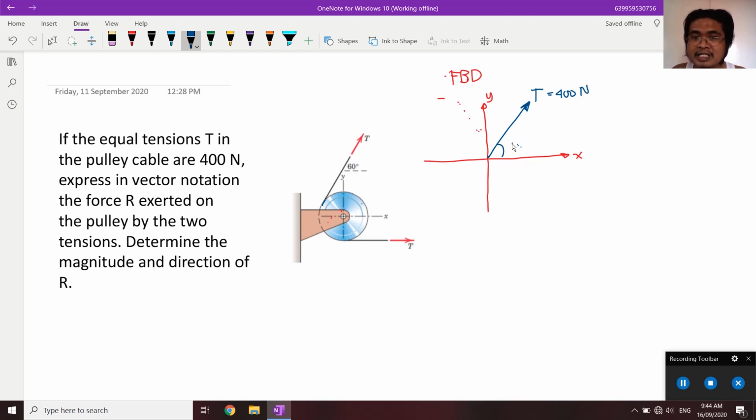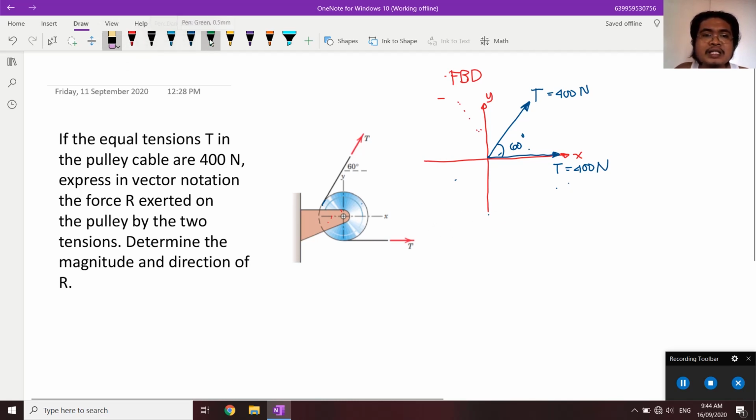This angle is 60 degrees. Then, itong tension na to, mag-a-act lang doon, so nandito lang siya. This is the same as 400, so tension din siya as 400 newtons. Ang hinihingi sa atin is the resultant, expressed in vector form. So, how are we going to do that? Ganun pa rin. You're going to express this in terms of its component. Ito, wala siyang component, kasi nasa along the x-axis na. So, this will be Tx, tapos another one, yung pinaka-Ty niya.